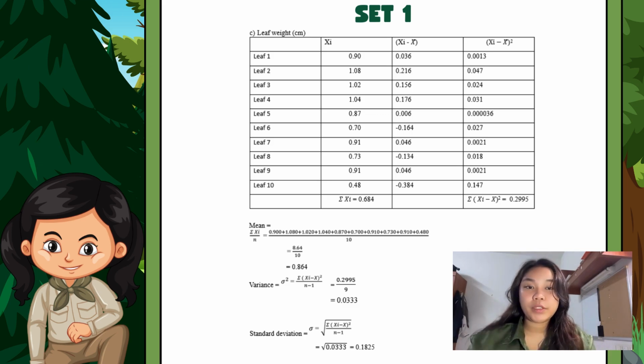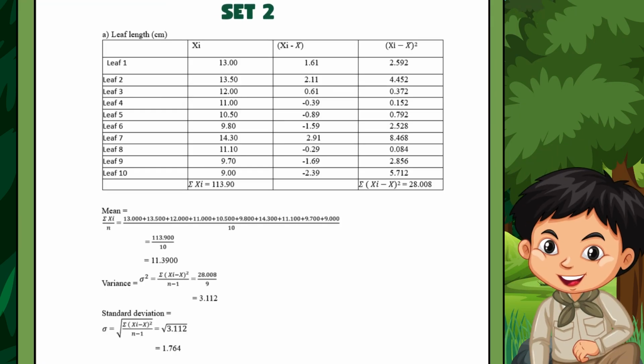So the mean here is 0.864, which we get from the table above. You know how to find the mean, right? The variance is 0.0333, and the standard deviation here is 0.1825.